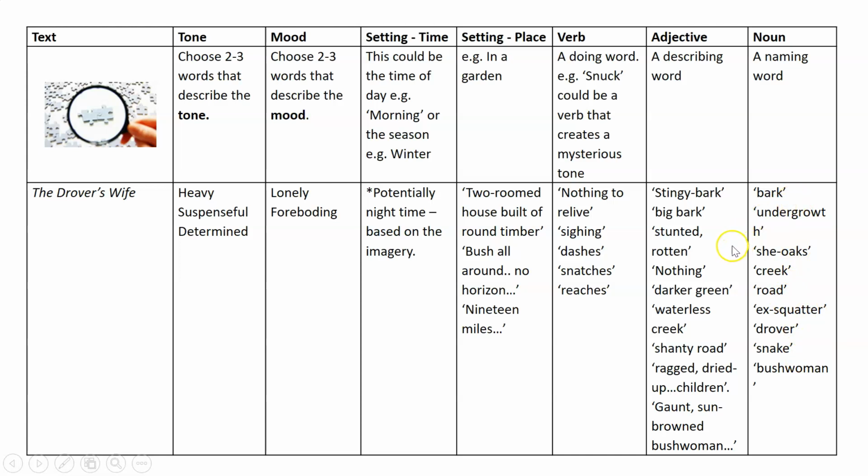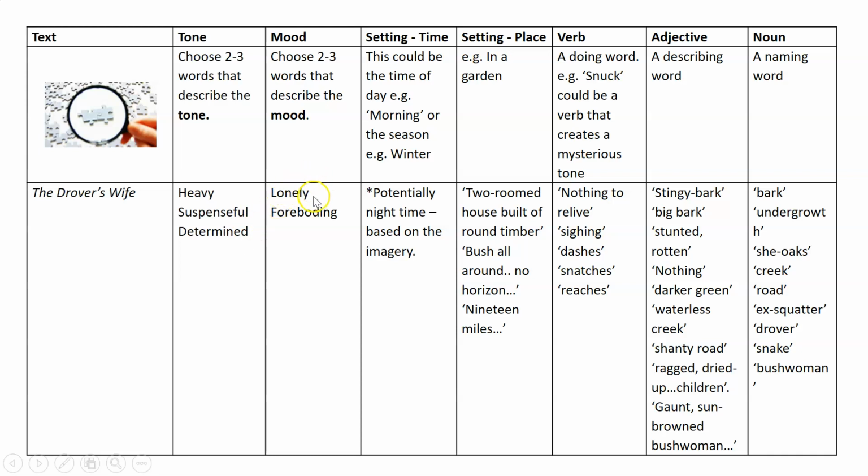And from this, and hopefully already discussed from last lesson, we've understood that the tone is heavy because it's a serious subject. It creates suspense because we're left not knowing what happens between the mother and the snake and the child. And it's very determined, though, in terms of the mother's actions. So that's how the tone is established through the characters' descriptions and what they do.